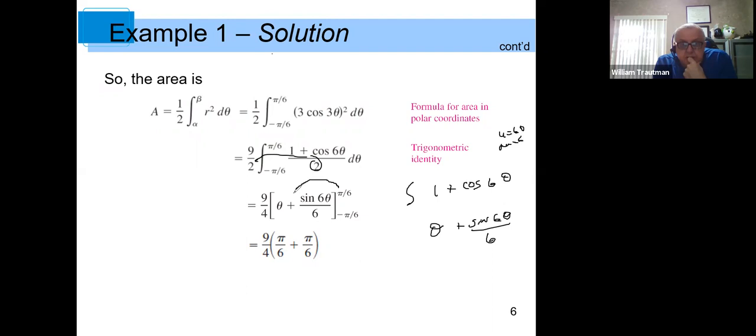Then you plug in pi over 6 and negative pi over 6. And that's what you end up with.